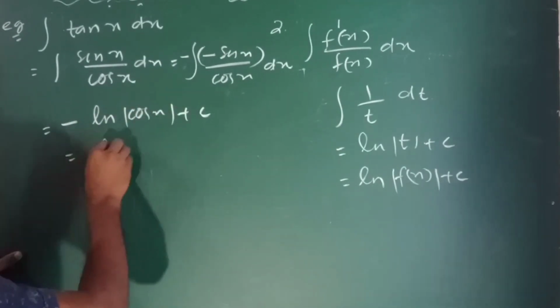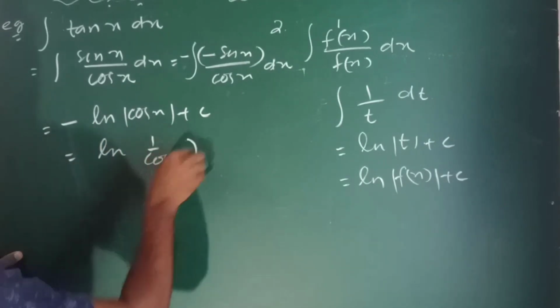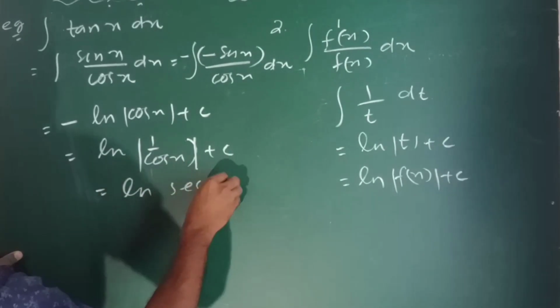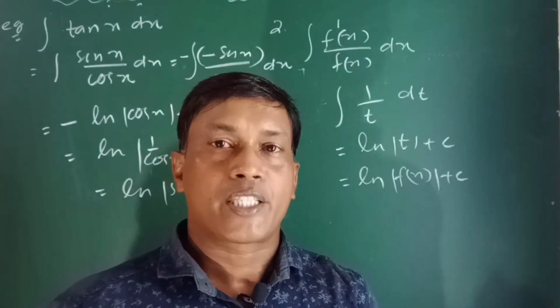We can write it as log, and here is -1, and this can be 1 by cos x plus c, and this is ln sec x plus c. So the integration of tan x is ln sec x plus c.